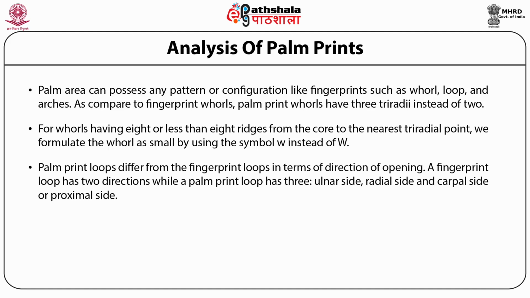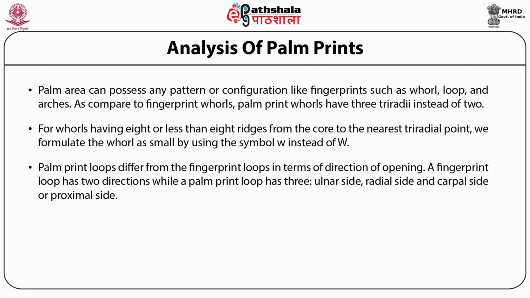Palm print loops differ from the fingerprint loops in terms of direction of opening. A fingerprint loop has 2 directions, while a palm print loop has 3: ulnar side, radial side, carpal side, or proximal side. The symbol for loop is capital L, and superscripts are added for the direction of opening, such as LU, LR, LC. Loops with 8 or fewer ridges are formulated as small l.